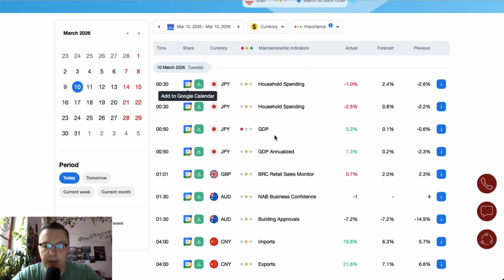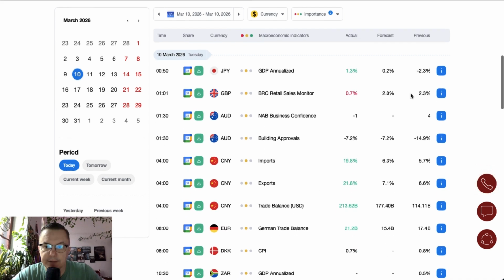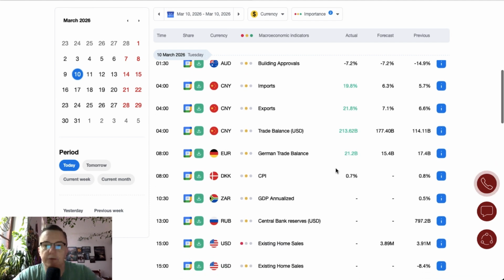GDP in Japan up from minus 0.6 to 0.3. Household spending down from minus 2.2 to minus 2.5%. GDP annualized up from minus 2.3 to 1.3%. NAB business confidence data in Australia down to minus 1 from 4. Building approvals improve a little bit from minus 14.9 to minus 7.2.